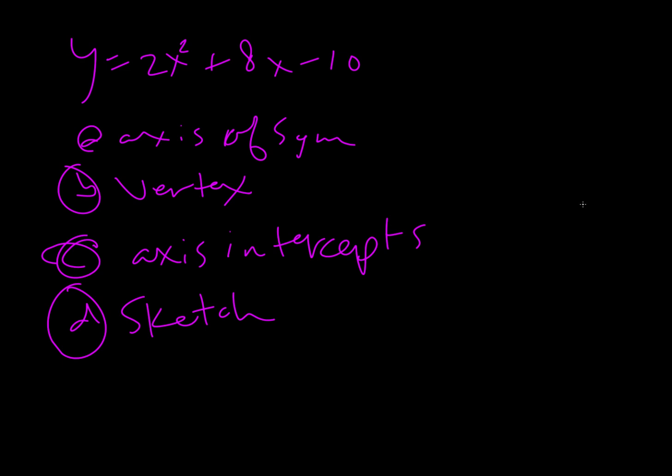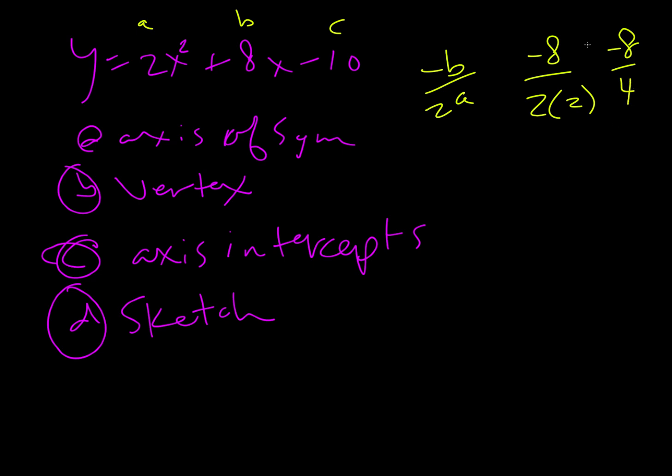Okay, so to find the axis of symmetry, we have a formula, negative b over 2a, using the same a, b, and c from the quadratic formula. And so we get negative 8 over 2 times 2. 2 times 2 is 4, so we get negative 8 over 4. Divide that, we get x equals negative 2. And so that's our axis of symmetry, x equals negative 2.